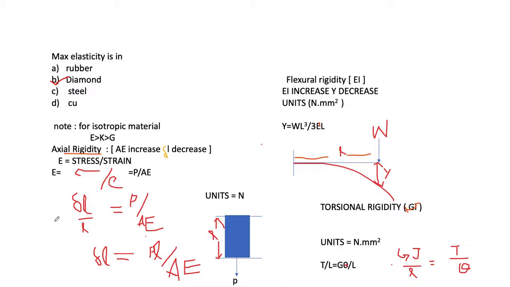So rubber only absorbs elasticity, which is nothing but, when stretching, rubber stretches more, right? With that in mind they think it. So diamond is the correct answer.